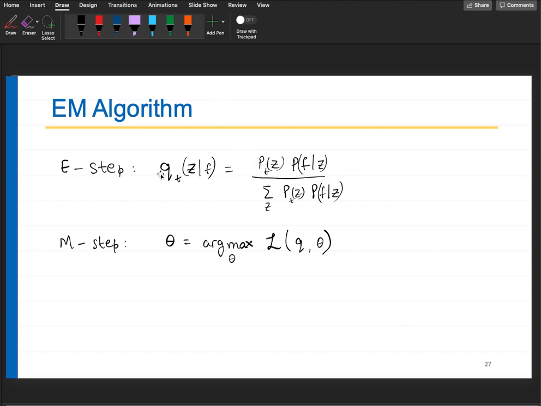Okay, now what do you do? So in the E step, you set your Q equal to P(z) into P(f given z). You have to normalize it because the numerator is not normalized, so you normalize it over z, right? And then next, you do the maximization. Maximize the auxiliary loss function with respect to theta.